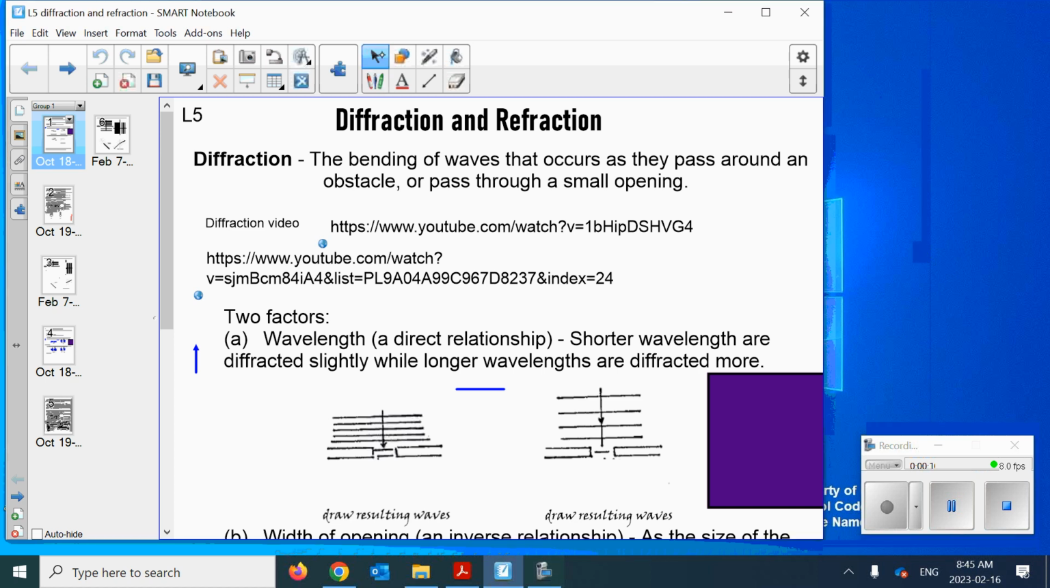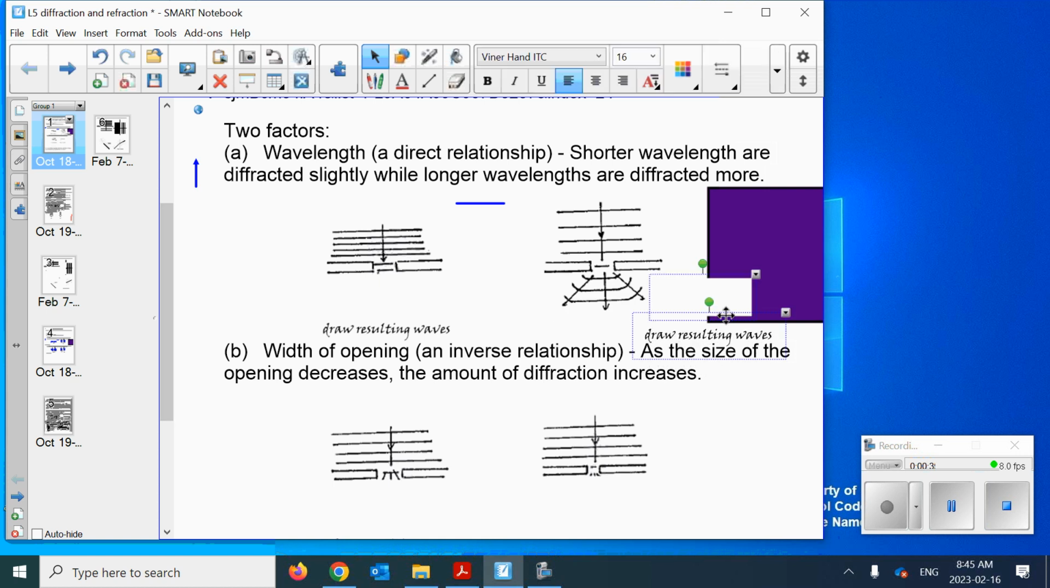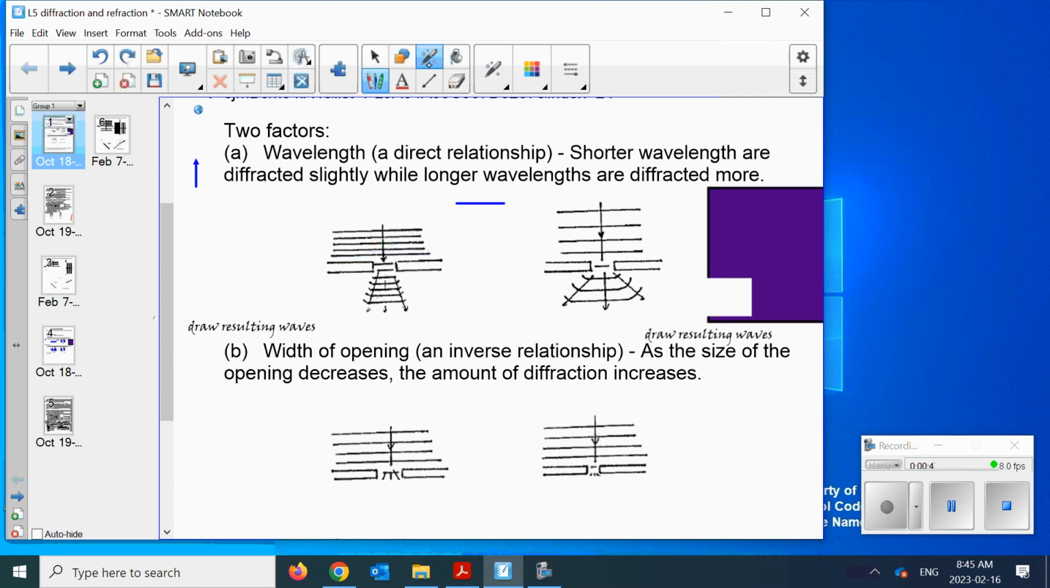Okay. So the other day, we looked at diffraction, and we saw that for the first thing, wavelength, same slit opening on these two. Slit opening is the same on the two sides. We'll have more diffraction with the wider, longer, or bigger wavelengths, right? We saw that. And you have this drawn in. Right? So this one is much more spread out, wider, more diffraction.